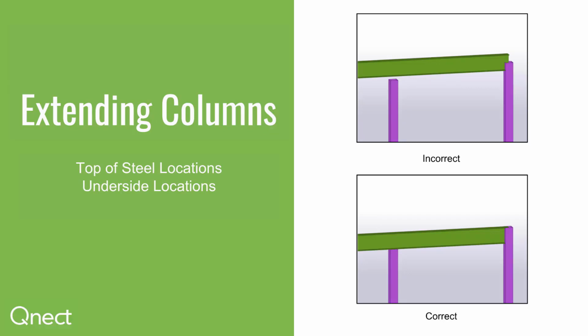So we're going to extend columns to the top of steel locations, and if you have a splicer, they go above top of steel, that's fine. Extend them where you need to, and then underside locations. So as you can see on the top right, that is incorrect, and on the bottom right, those are correct. So you will make sure that you extend any columns up to the bottom of your steel, and you will also extend any columns to the top of steel. We don't want those sitting at a midspan of a beam.